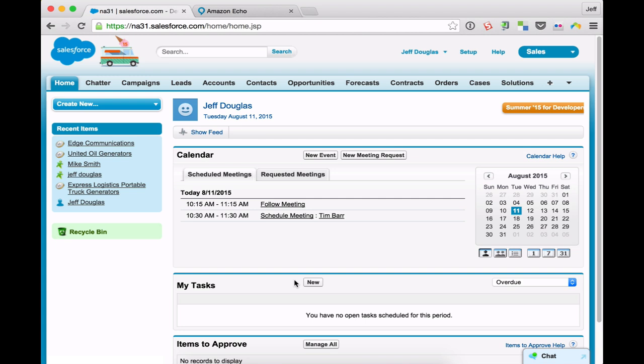Alexa, ask Salesforce for my calendar for today. You have two events for today. At 10:15 a.m., follow up meeting. At 10:30 a.m., schedule meeting with Tim Barr. So there you go. That's how easy it is to integrate with Alexa and Salesforce.